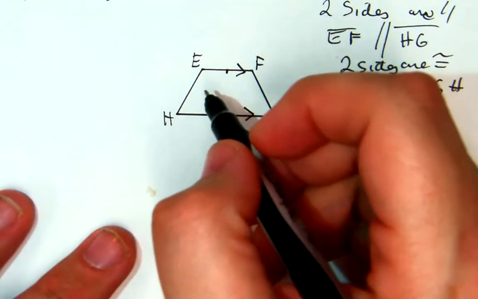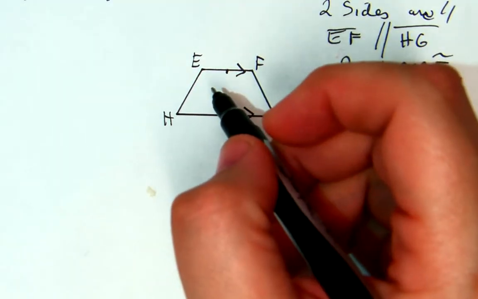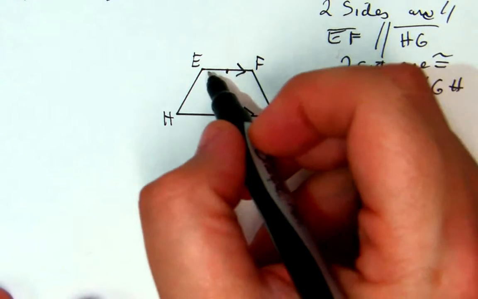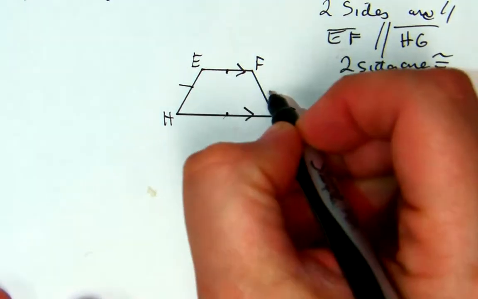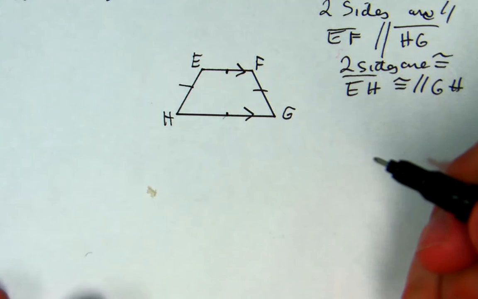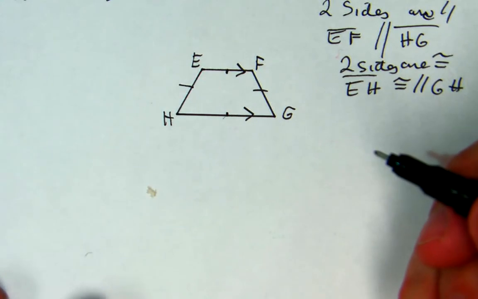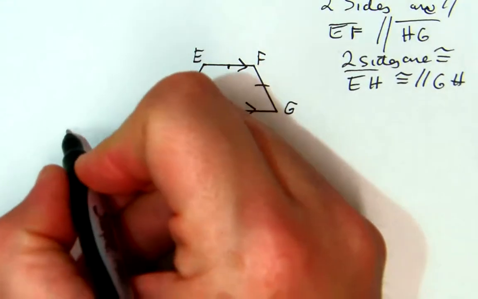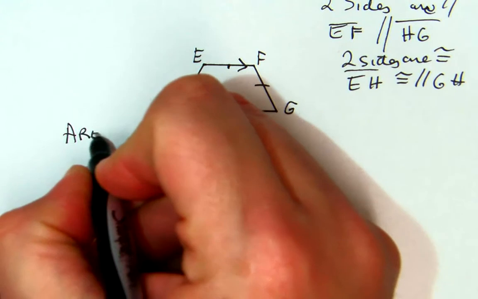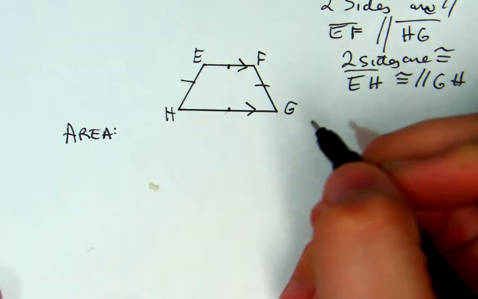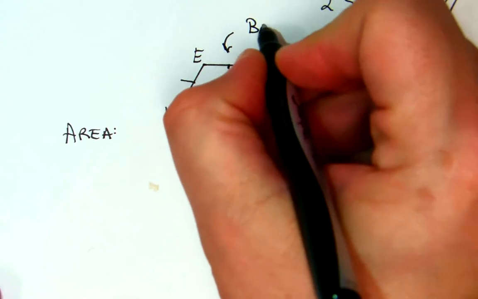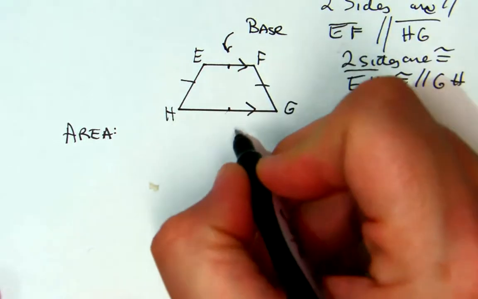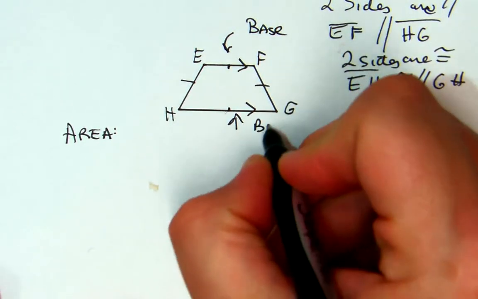Alright, so this is going to be a great video. EF is parallel to EG. These two sides are congruent to each other. That's basically it. Now, the cool thing is area. We haven't talked about area, but we will in a second here. This section right here is called the base. This section right here is called the base.